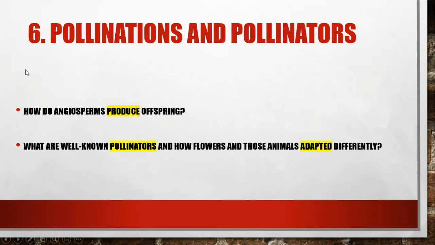Talking about pollen, pollination and pollinators, those are mutualism, and you need to find out some of the answers for how angiosperms, so flowering plants, produce offspring. What are well-known pollinators? Most of them are insects, but still, and how flowers and those animals adapted differently. I want you to think about those and answer also.